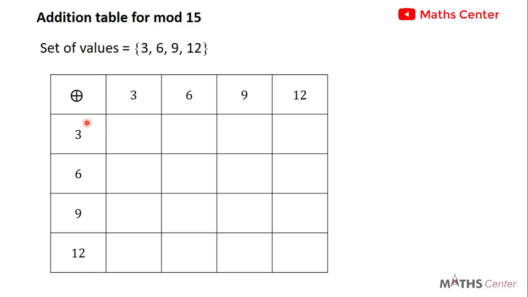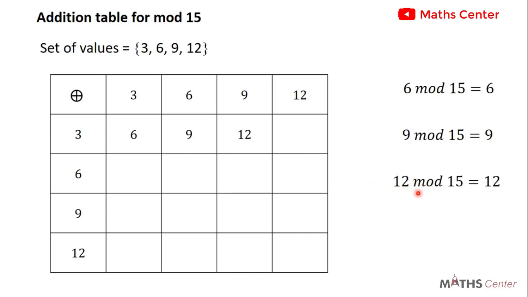The first one is 3 plus 3. 3 plus 3 is 6. 6 mod 15 is 6. 3 plus 6 is 9. 9 mod 15 is 9. 3 plus 9 is 12. 12 mod 15 is 12. 3 plus 12 is 15. 15 mod 15 is 0.